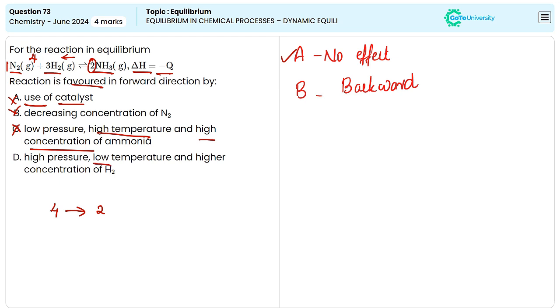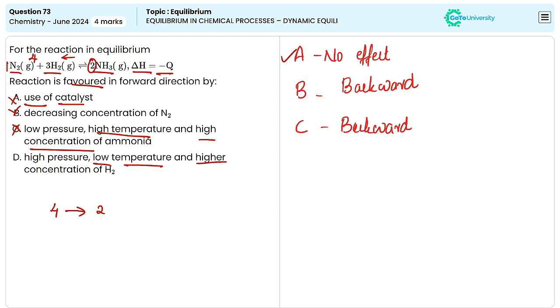The second one is low temperature. When temperature is decreasing, the exothermic reaction will take place. So from this equation, it is clear the exothermic reaction is the forward reaction. So a decrease in temperature will increase the forward reaction.